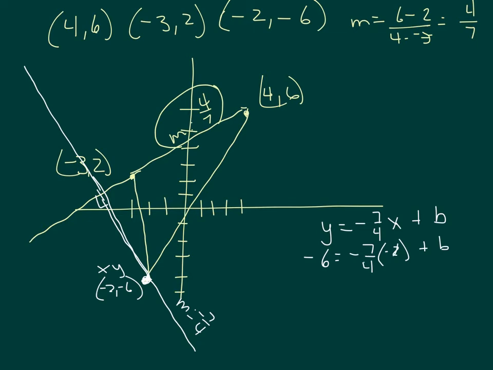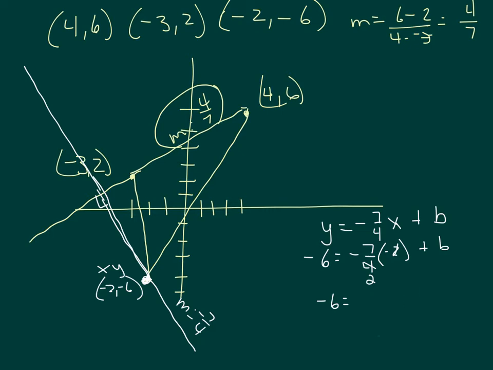2 goes into 4 2 times. So I get -6 equals -7/2 plus b. I'm going to add 7/2 to both sides. Excuse me. Let me back up a little. Oh, it won't let me back up. Let me see if it'll erase. It does erase. Good.